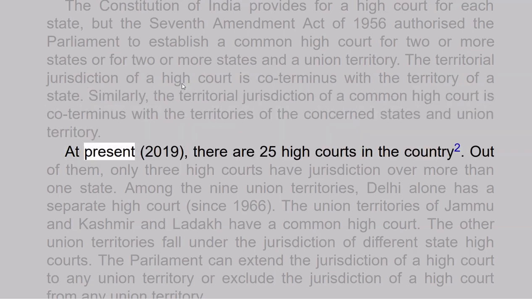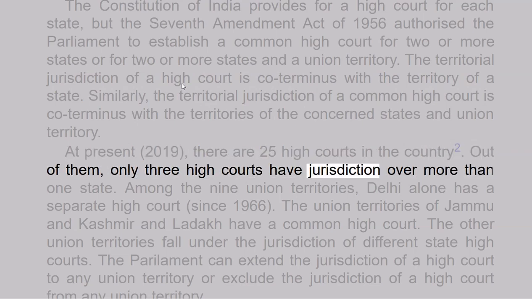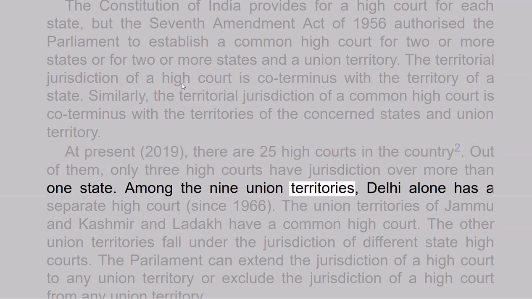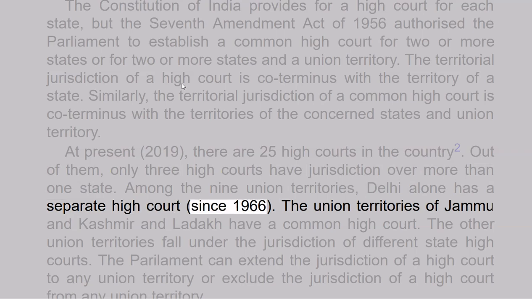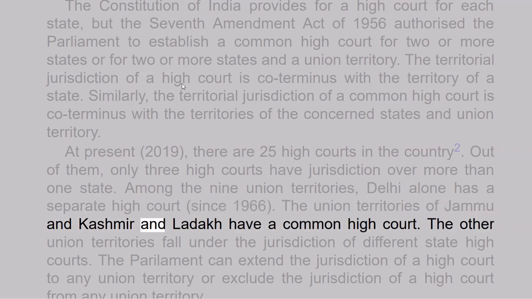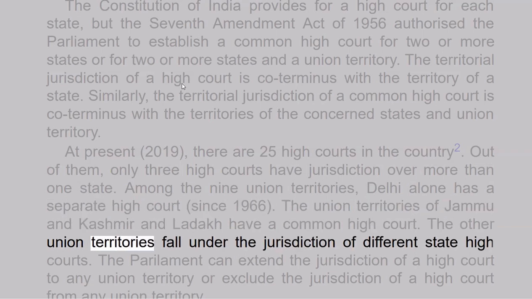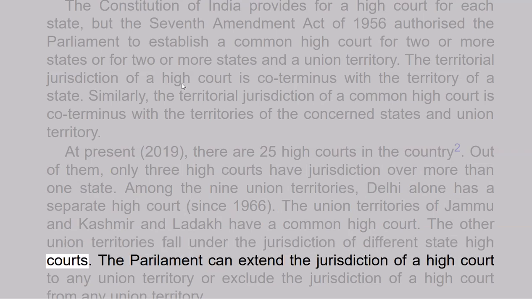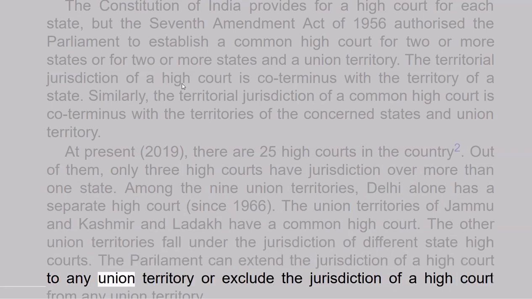At present, 2019, there are 25 High Courts in the country. Out of them, only 3 High Courts have jurisdiction over more than one state. Among the 9 union territories, Delhi alone has a separate High Court since 1966. The union territories of Jammu and Kashmir and Ladakh have a common High Court. The other union territories fall under the jurisdiction of different state High Courts. The Parliament can extend the jurisdiction of a High Court to any union territory or exclude the jurisdiction of a High Court from any union territory.